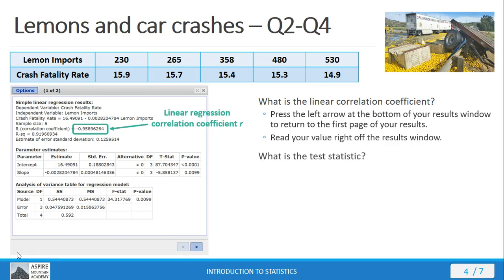What is the test statistic? Okay, well, the test statistic is located here in your parameter estimates table. So negative 5.858, with the p-value right next door. Notice that we're using the values for the slope parameter and not the intercept. Very important.